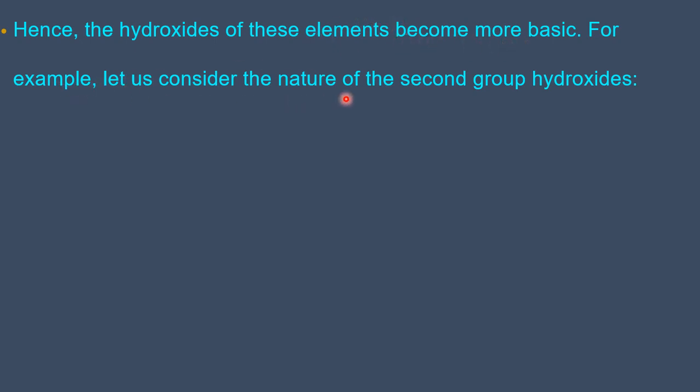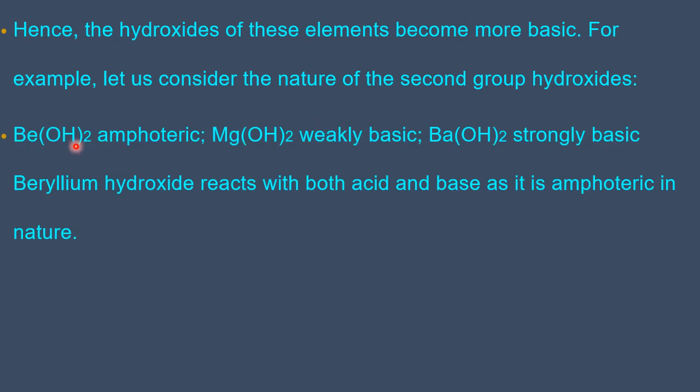For example, let us consider the nature of the second group hydroxides. Second group, beryllium is the first member, then followed by magnesium, calcium, strontium, barium, radium. So let us see their hydroxides. All form hydroxides, but what is the nature? Beryllium hydroxide is amphoteric, which reacts with both acid and the base, whereas the next member hydroxide is a weak base. Only with acid it will react, whereas the bottom member is highly strong basic.